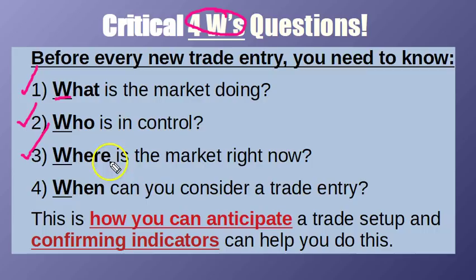Number three, where is the market right now? So when you're looking at a chart, are we in an up phase? Is market price cycling up, or is it cycling down? That's important for you to understand when you actually enter the trade. And number four, when can you consider a trade entry? This depends, of course, on whether you're an aggressive or a conservative style trader.